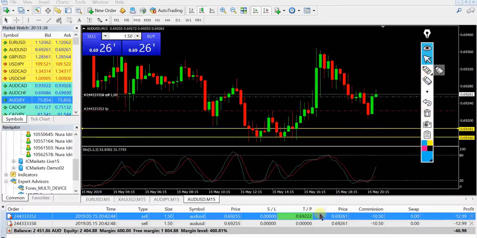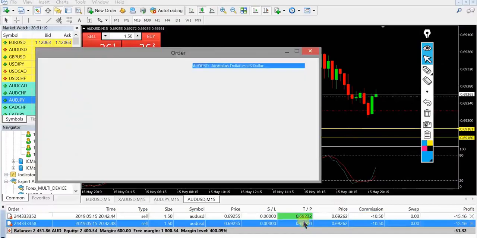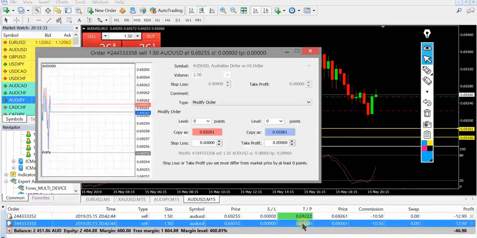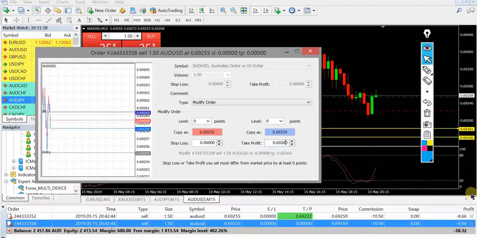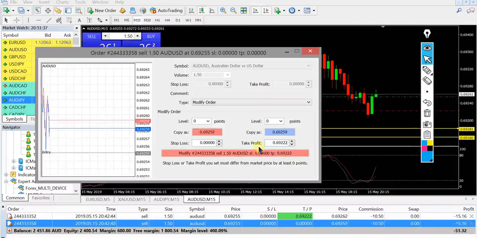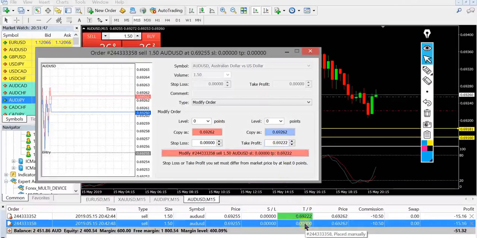So this one, let me put it manually. What is the order? Always double click on the pair so that it will come up like this. Then you apply the same number here, this number in this place, you apply the same thing to this place for this particular pair. Let the number be the same, then you press OK.